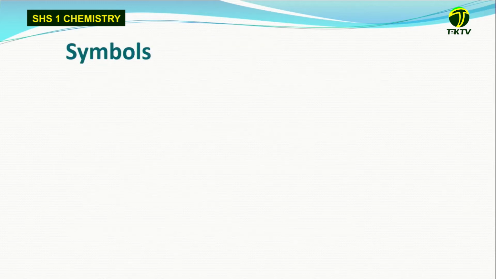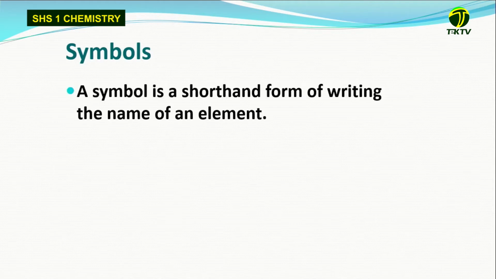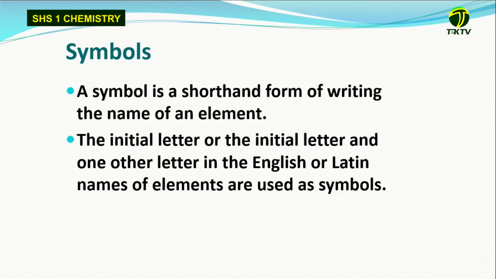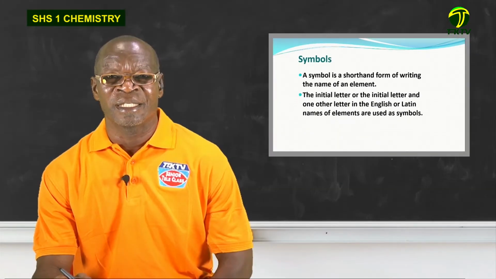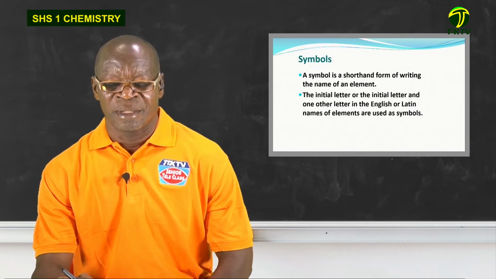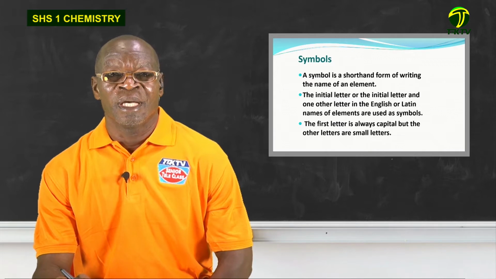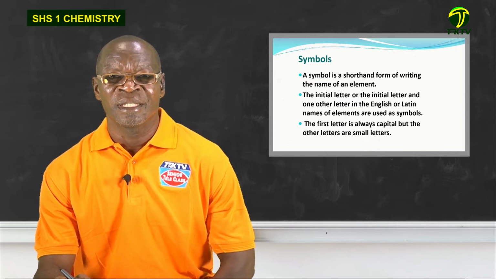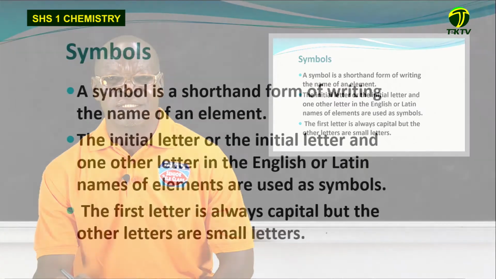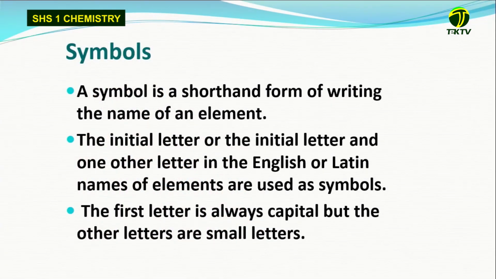And what are symbols? A symbol is a shorthand form of writing the name of an element. And how do we write symbols for elements? We use the initial letter or the initial letter and one other letter in the English or Latin names of elements. And always the first letter is capital, but the other letters are small letters.